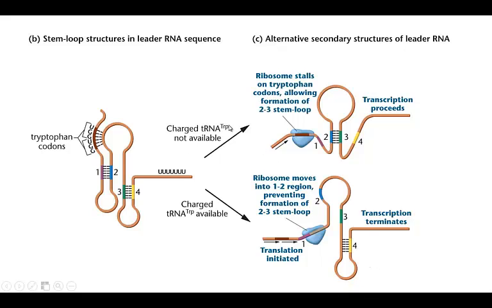If this charged tRNA is not available, this ribosome is going to stall on these tryptophan codons. This allows it to form a 2-3 loop. At this point, transcription can proceed. And so really it just comes down to, is that tRNA containing that tryptophan available or not available? If so, different things are going to happen there.